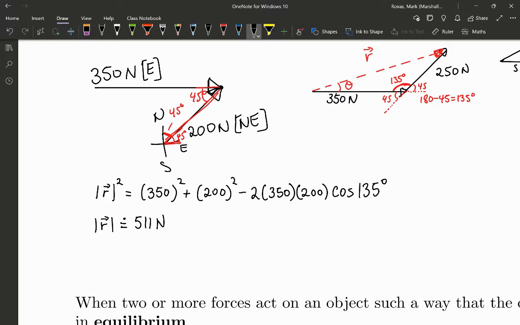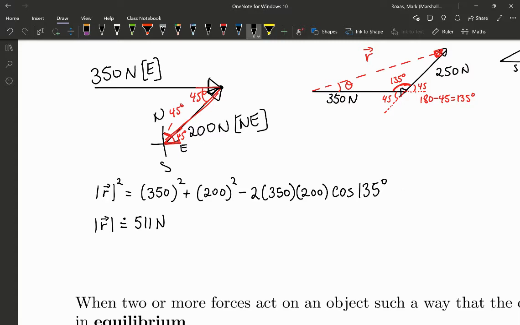You calculate this, and you get an answer of approximately 511 newtons. Remember, you may have to go back and look at some of your old notes to review how to use the cosine law. But that's it right there. So there is my resulting force, the magnitude anyways.